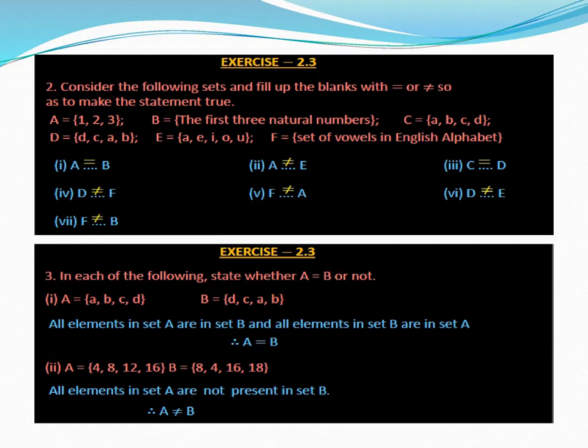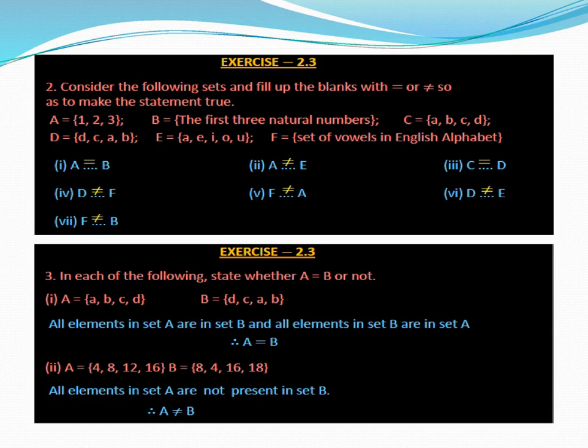Now we will solve the third problem. In each of the following statements, is A equal to B or not? Suppose first we take A equals {A, B, C, D}, B equals {D, C, A, B}. All elements in set A are in set B. Here B can be written with the order changed, but the elements are the same as in A. So all elements in set A are in set B and all elements in set B are in set A. Therefore A equals B.